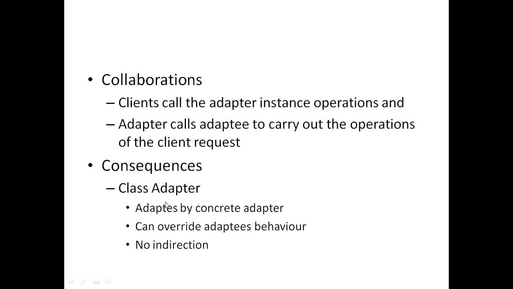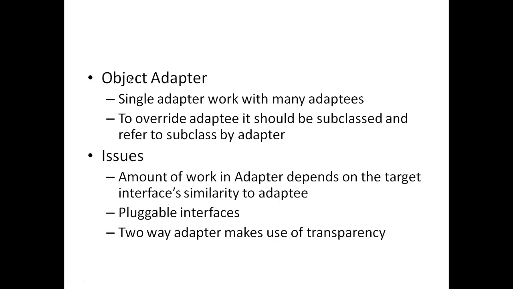But in the class adapter, we use inheritance and use override for adoptees. But for object adapter, we use the adoptee in such a way that a single adapter works with many adoptees. That means we are creating objects. So we can have many objects created in the interface for different adoptees, and the adoptee can also be subclassed by the adapter.